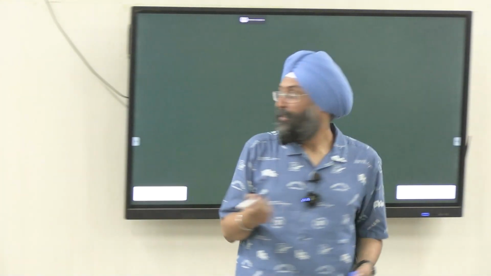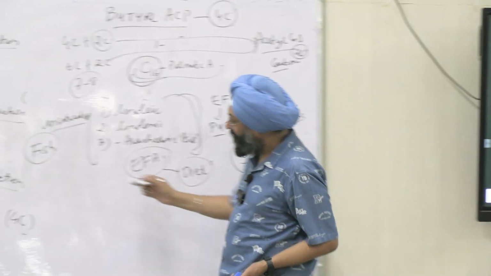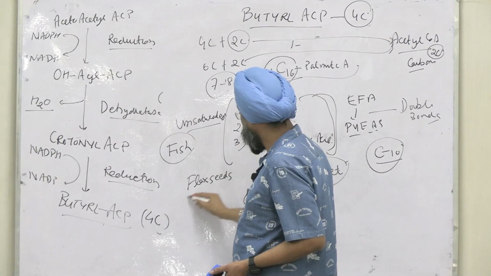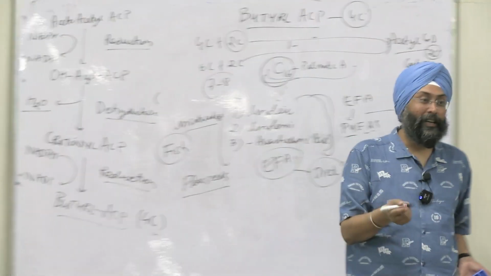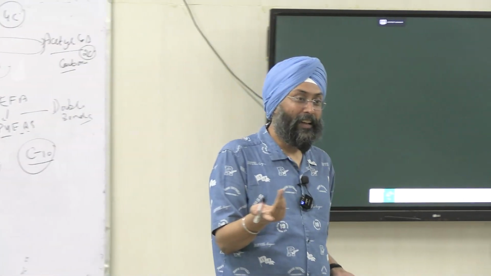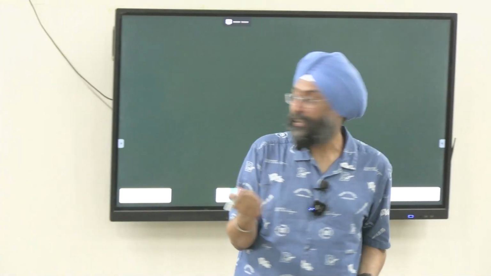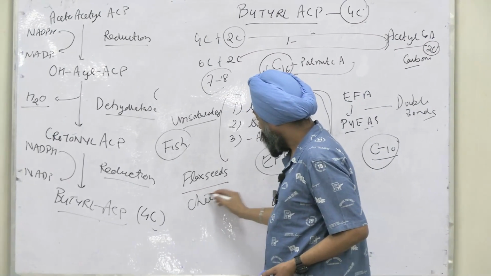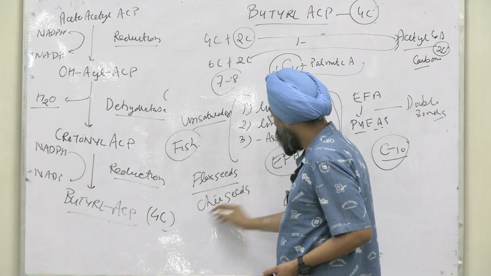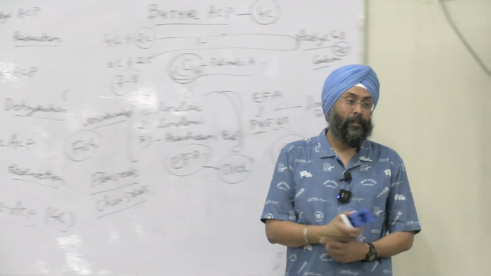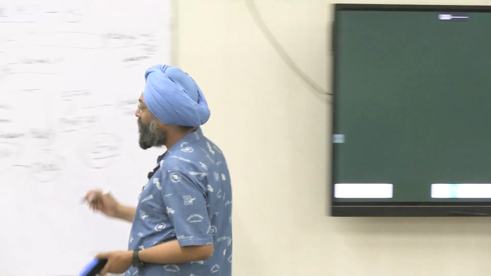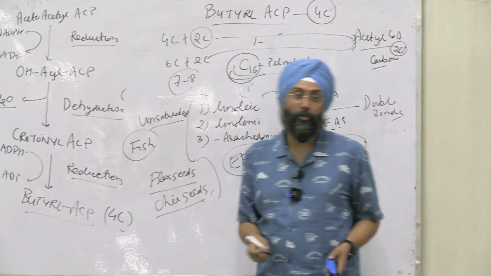Any guesses? Best is flax seeds. I don't know what you call it in Bengali. We call it alsi in Punjabi. Alsi, flax, right? Any other sources? Chia seeds. Any other? She's laughing. She's enjoying, right? The two main sources are flax seeds and chia seeds for omega-3.